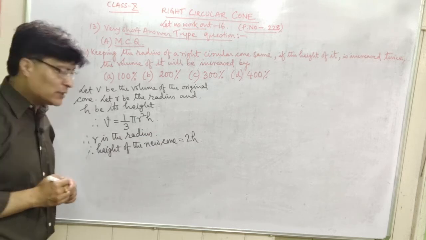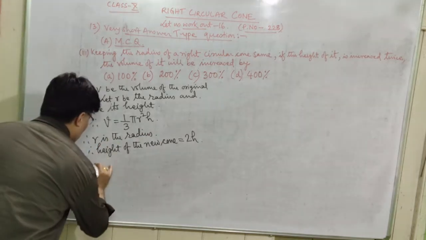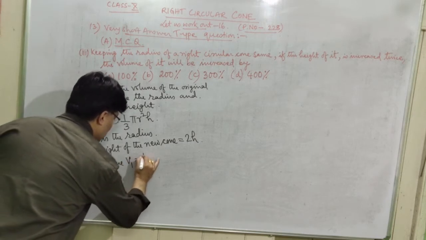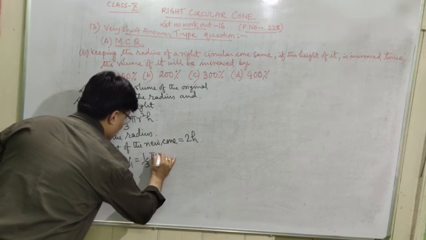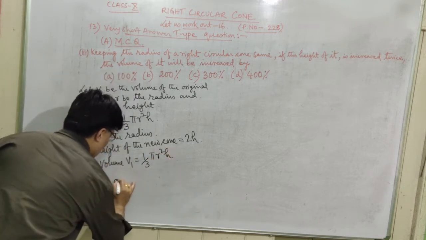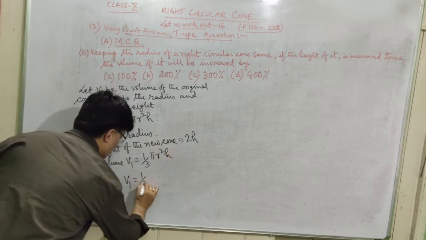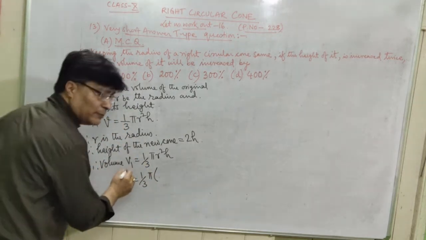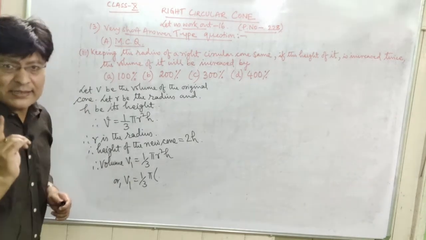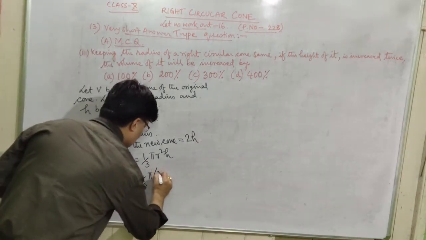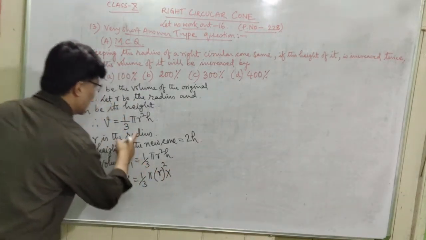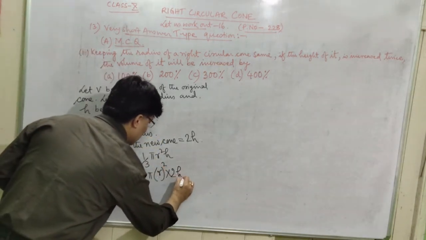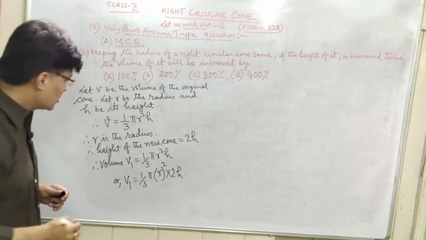So I think you have understood it. Let us find out its volume. Therefore the volume V1 is, first of all you write down the formula, 1/3 pi R square H. So V1 is equal to 1/3 pi, R whole square, into what is the height in this case? It is twice H.